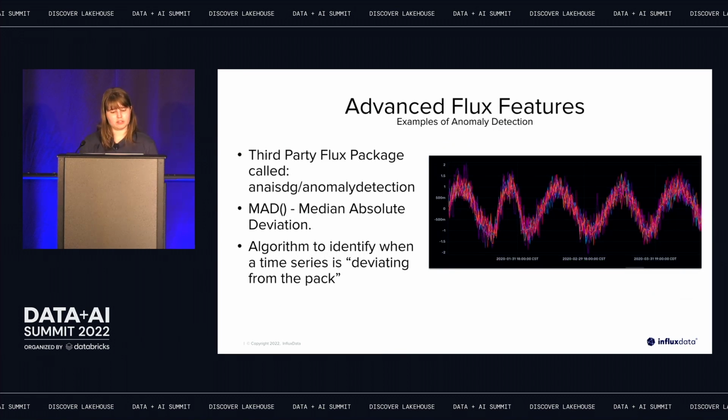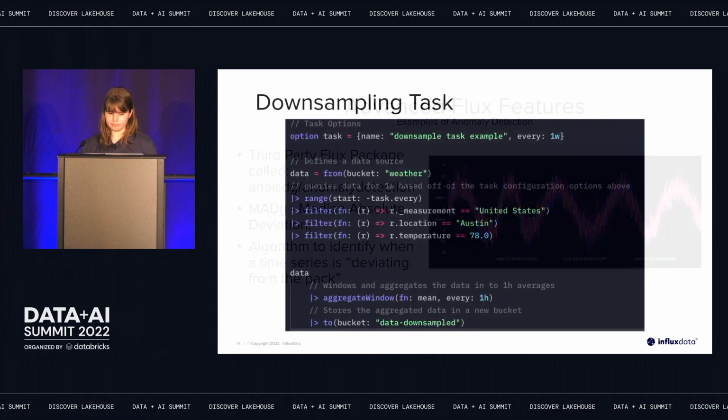These are advanced Flux features for anomaly detection. I've actually been asked about this a lot at this conference. We have a few options when it comes to anomaly detection, a few libraries or functions. The big three, I would say, are a third-party Flux package called Anais Anomaly Detection, our MAD function, which is a median absolute deviation, and we also have an algorithm to identify when a time series is deviating from the pack. Again, you can find a lot of these examples on our blogs, on other people's blogs, on GitHub. I wasn't going to go super in-depth because, again, these are more advanced.